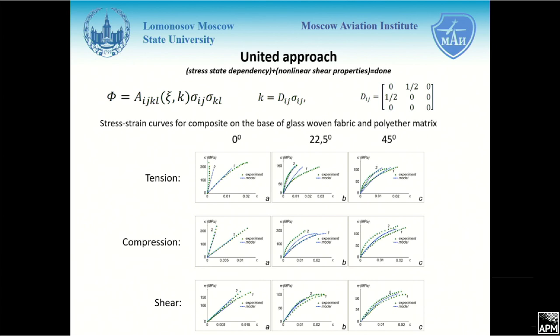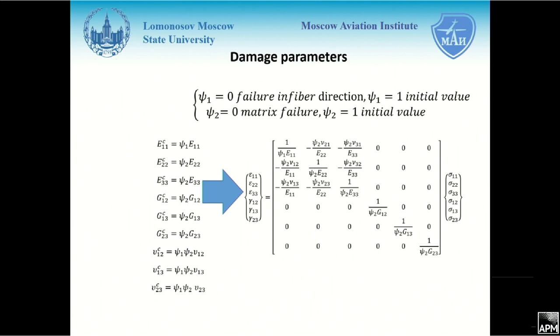And if the load is applied at some angle to the warp of the fabric, the diagrams are nonlinear. And you can see here that the correspondence between the results of experimental studies and theoretical dependencies is quite satisfactory. But the process of loading is accompanied by damage evolution, and we can't avoid this process.